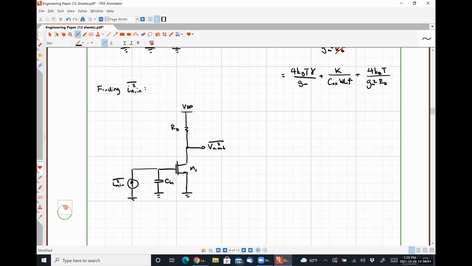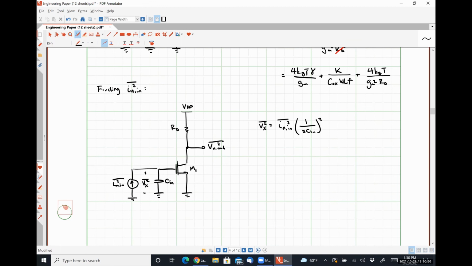So I'm gonna call this voltage here a noise spectral density Vx squared, so that I can say Vx squared is simply In squared times the impedance of my capacitor squared, the 1 over s C quantity squared. Does that make sense? Okay.